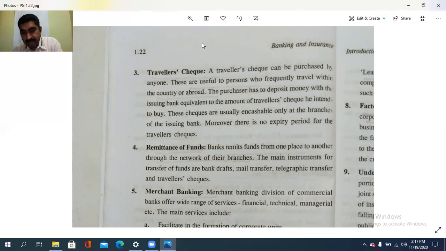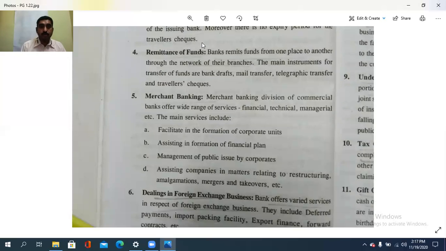And also merchant banking. Merchant banking division of a commercial bank offers a wide range of services like financial, technical, managerial, etc. മൂന്ന് തരം ഫങ്ഷൻസും ചെയ്യുന്നു. Financial is there, technical is there, managerial is there.